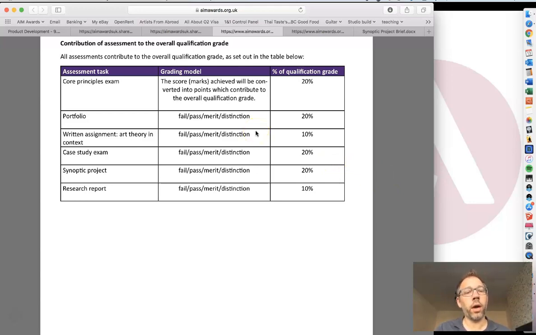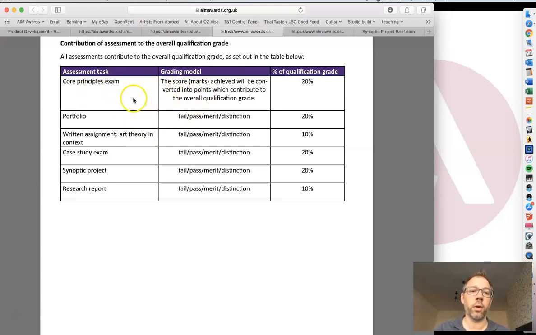So there are quite a number of components, as we've seen in the previous table, but across the qualification there are only 6 assignments. There are 3 in year 1 of the extended diploma, or 3 for the diploma in total, and 3 in the second year of the extended diploma. And as you can see, they contribute to the qualification grade in these ways. The Core Principles exam, 20%, externally marked; the portfolio, 20%, internally marked; the written assignment, art, theory and context, 10%, and on we go.